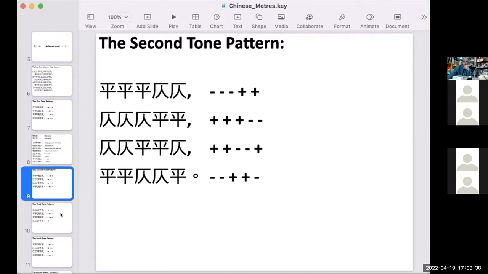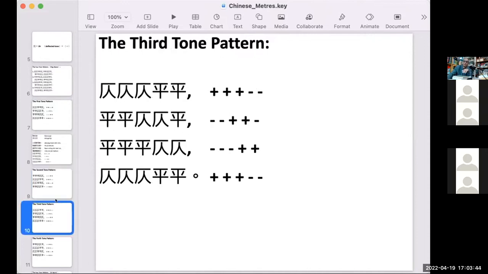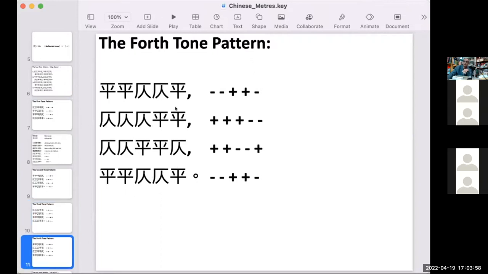Okay, but the third and the fourth tones, they have more. They have 3 rhymes. So the second line also rhymes. The first rhymes with the second, rhymes with the fourth. So it's A, B, A. The fourth pattern is also the same, A, B, A. Okay.